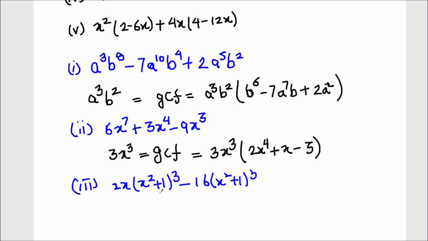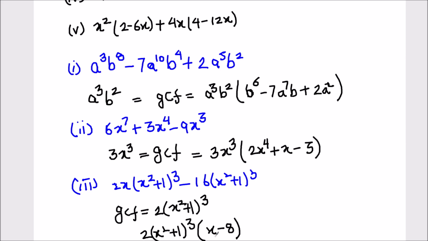The next polynomial is rather simple because we have x square plus 1 whole cube in both the terms. So we can take that out. And from 2x and 16, we can take 2 out because 2 times 8 is 16. So the GCF will be 2 times x square plus 1 whole cube. So after taking 2 times x square plus 1 whole cube common, we have x minus 8 left in the next bracket.